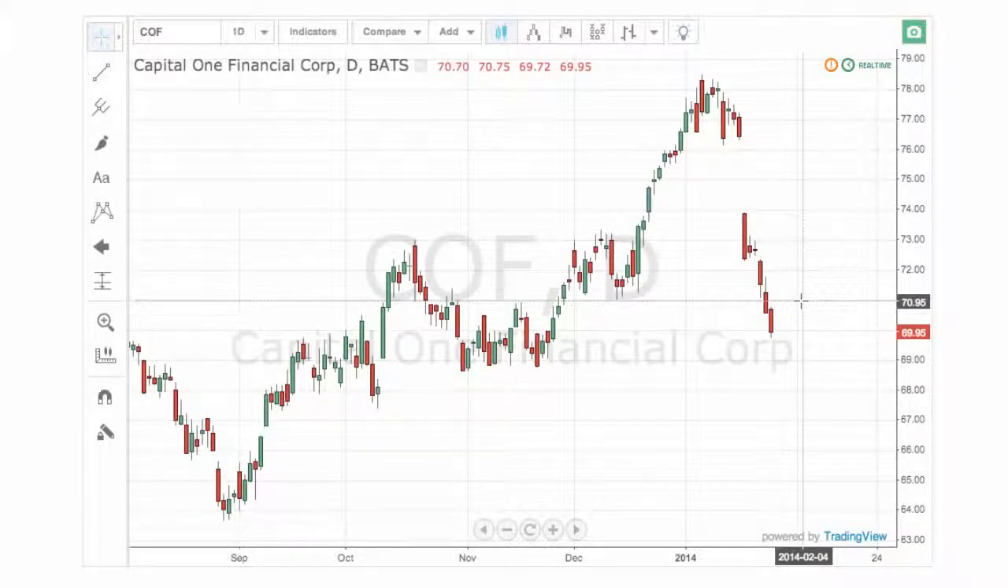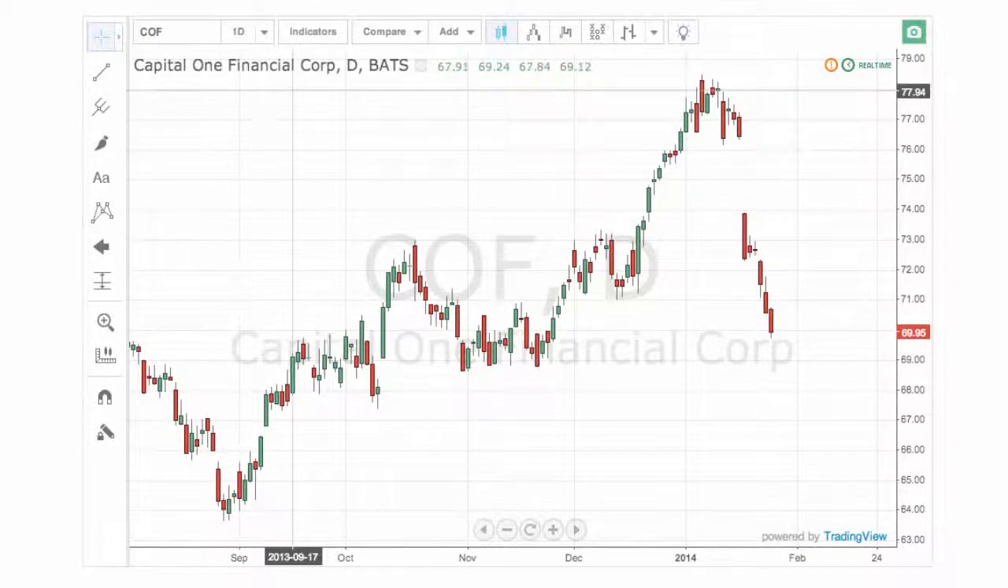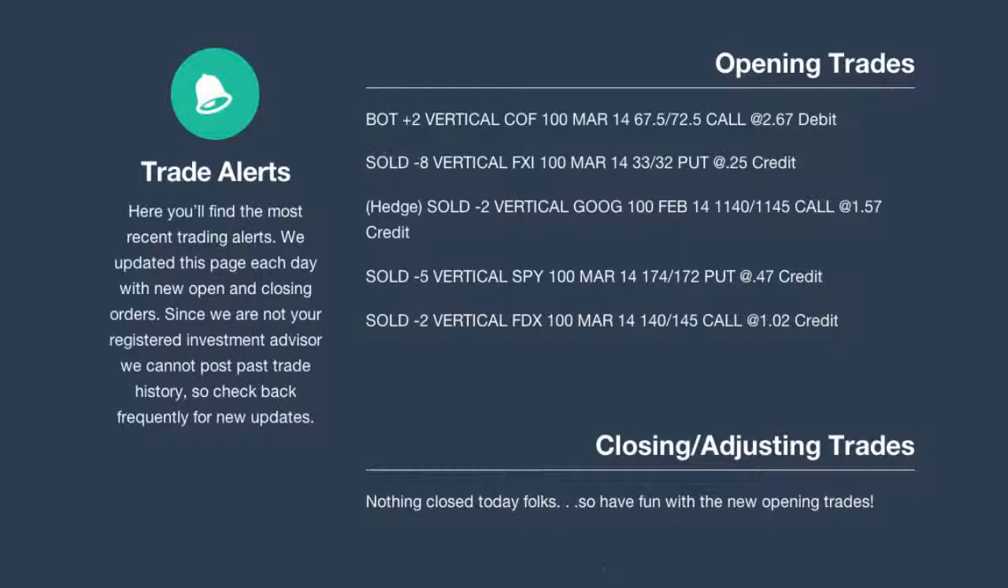But again, we're going to give ourselves a lot of time. All we need to make money on this trade is for Capital One to trade anywhere above where it's trading right now between now and March expiration. That's it. So again, just a short-term directional trade, but also allowing ourselves lots of time to be right on this particular trade. All right, so let's get into some of the verticals.